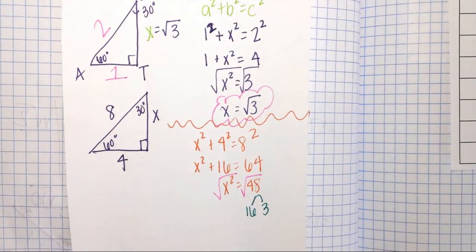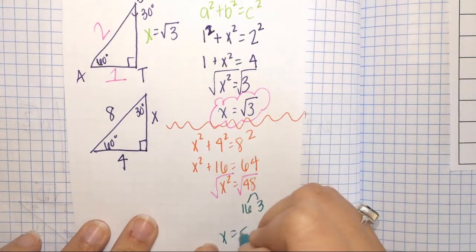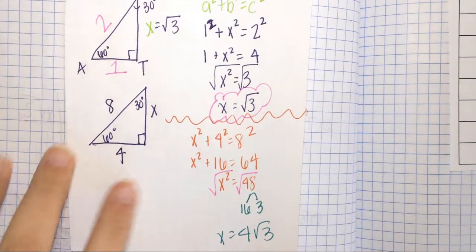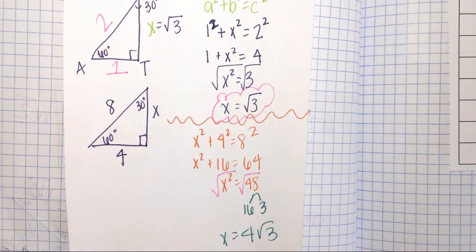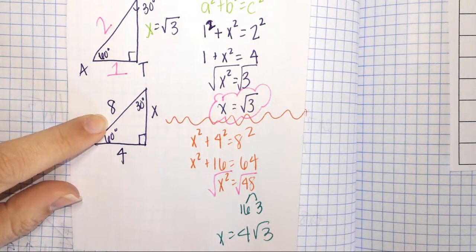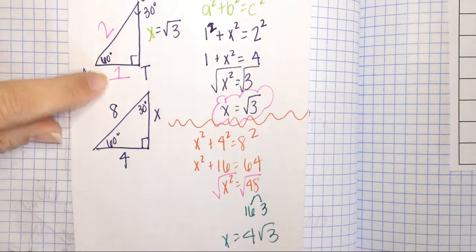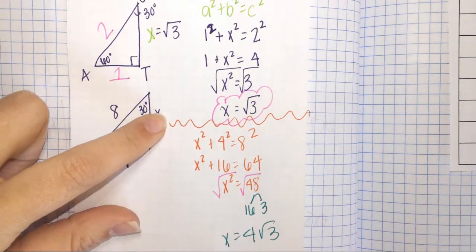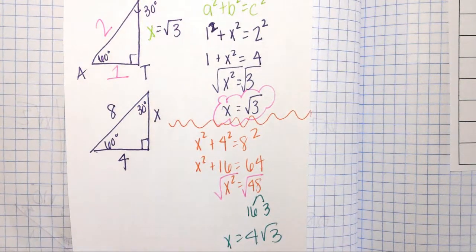What's the square root of 16? 4 root 3. What did they have in common? Root 3. And what do you notice about 4 and 8? They're half of each other. Yep. And what do you notice about 1 and 2? Half of each other. It's going to be that every time, but this time you're going to have a root 3. Are we ready to do our chart?